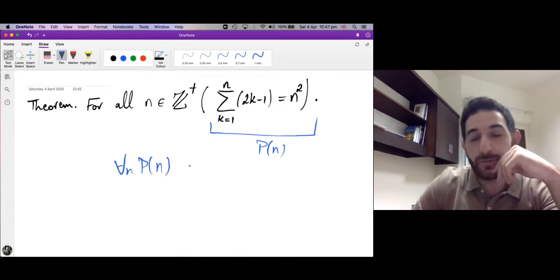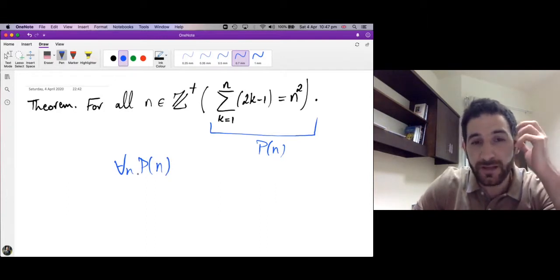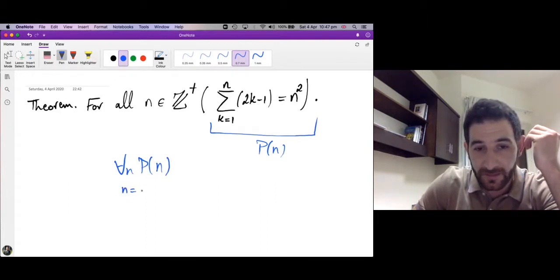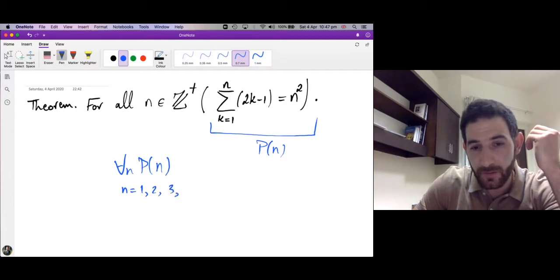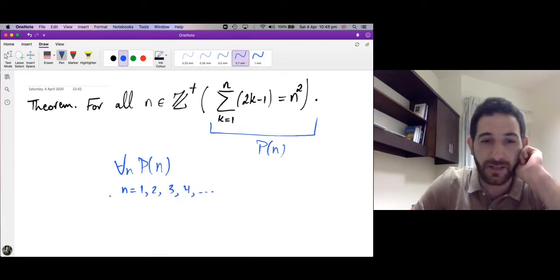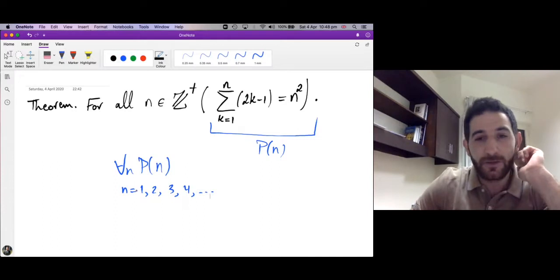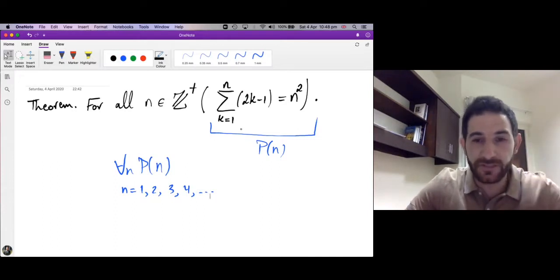What we want to prove is that for all n, P of n is true, where n is a positive integer, meaning that n is 1 or 2 or 3 or 4 and so on. So n takes values from here. Let's first understand what the property P of n is.